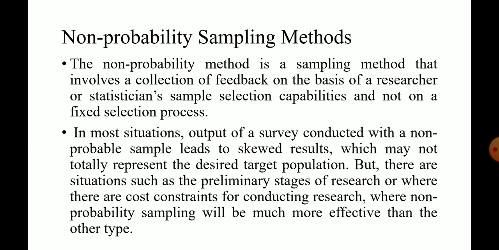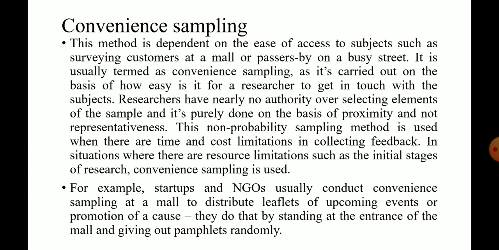Because of this, it may sometimes lead to skewed results. It may not totally represent the desired population, and there is a possibility of errors. It may sometimes deviate the direction of the research, since it totally depends upon the capacity of the researcher. So the first method of non-probabilistic sampling technique is convenience sampling.